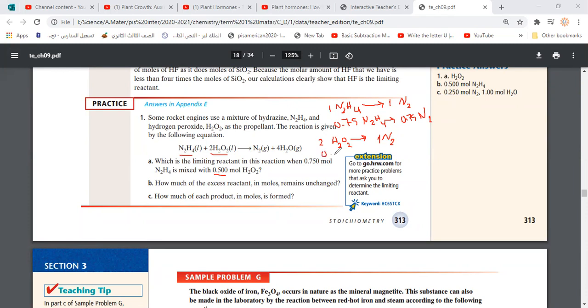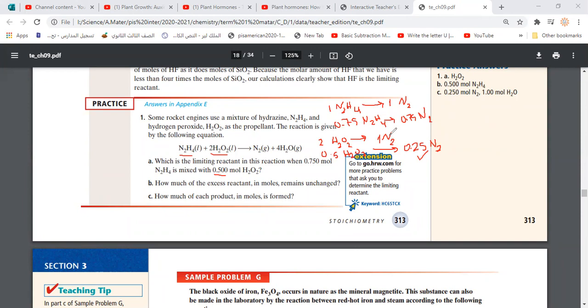Good. If we have 0.5 mole of hydrogen peroxide, how many mole of nitrogen are they going to produce from that? 1/4, good. 0.25 mole of nitrogen. So in that case, which substance produces less of the product? Hydrogen peroxide. So the hydrogen peroxide will be the limiting reactant, while the N2H4, the hydrazine, will be the excess reactant. Is it like this, guys?